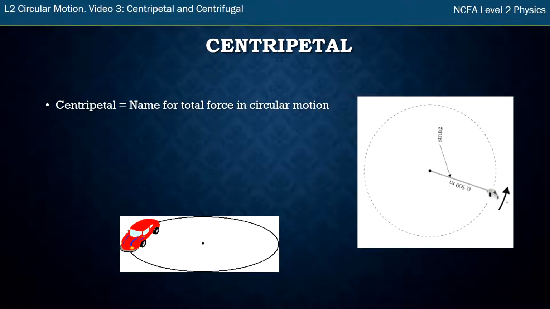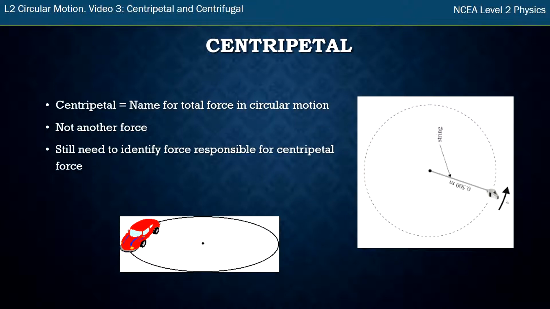So centripetal, we learned in the second video, is just another name for the total force in circular motion, and it's really important to realize it's not another separate force. Our forces of tension force, gravity force, normal force, friction force are actual forces. You combine them together to find the total force. In circular motion, another name for this total force is centripetal force.